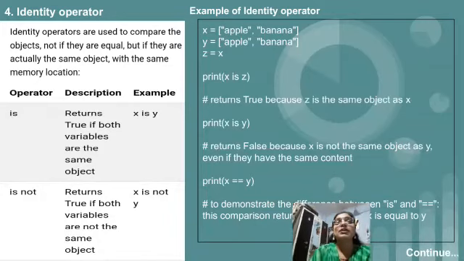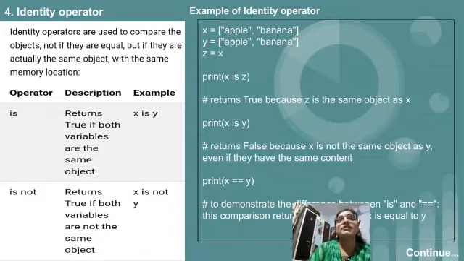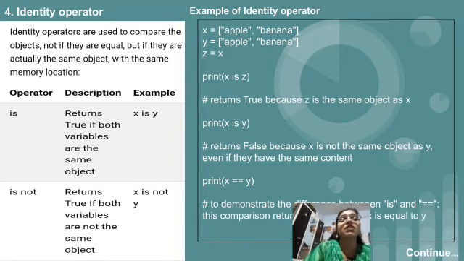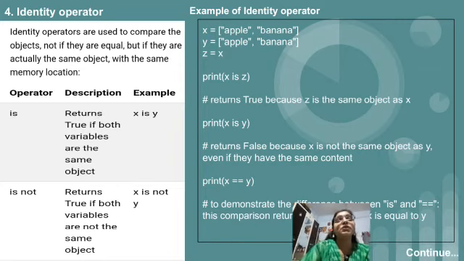After that, the next operator, again a new operator, that is the identity operator. Identity operators are used to compare objects, not if they are equal, but if they are actually the same object with the same memory location. So there are two identity operators, that is and is not. Now let's see the examples. From the example it will be very clear what exactly the identity operator is.